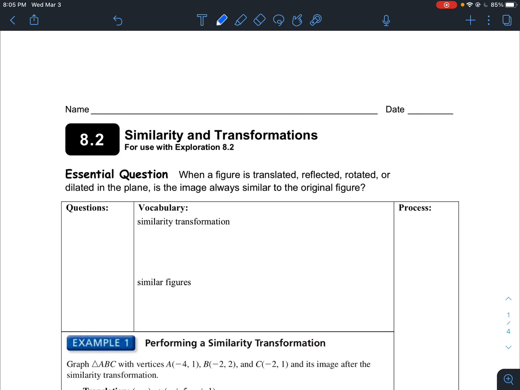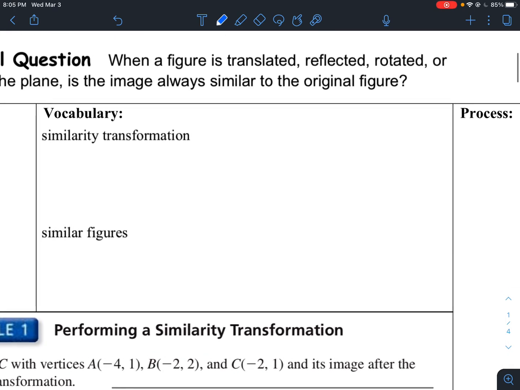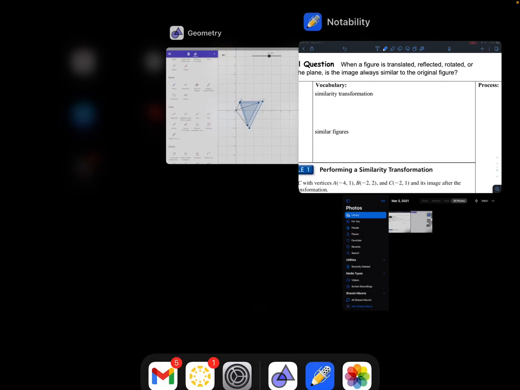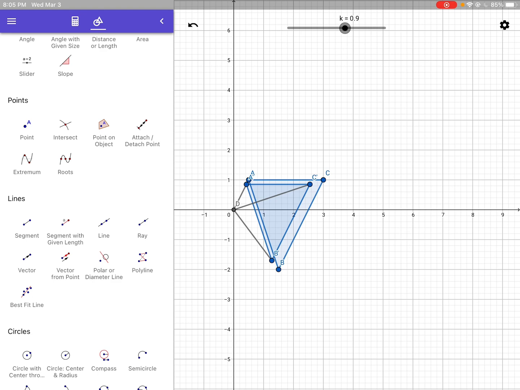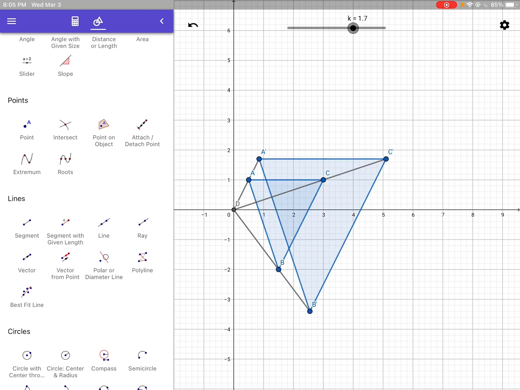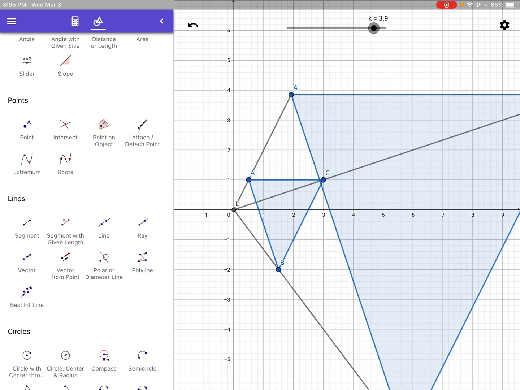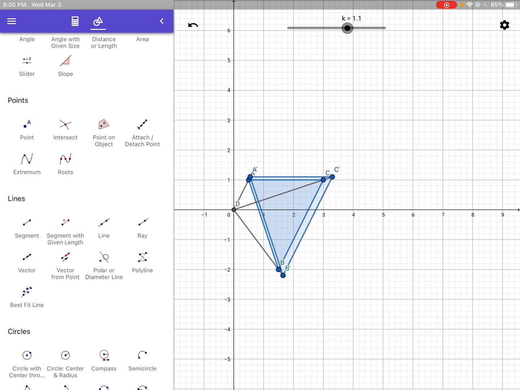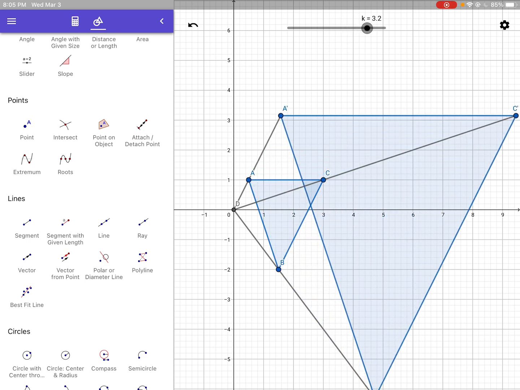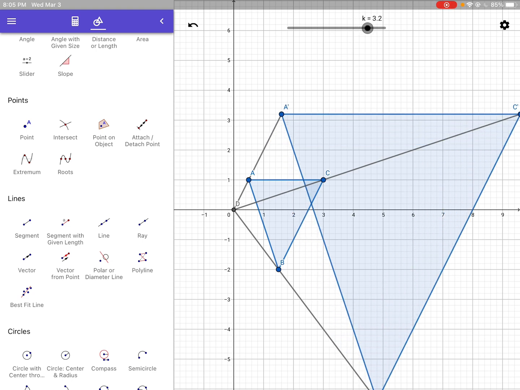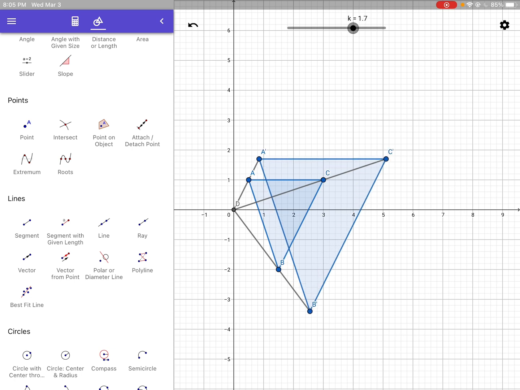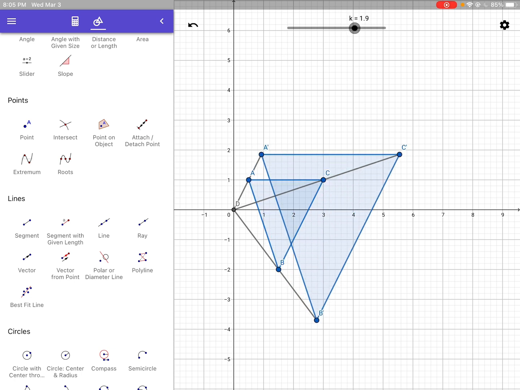Now a dilation, as we talked about in 8.1, is a transformation that preserves the shape but does not preserve the size. If you were able to watch this video, this is a dilation. You can see the dilation enlarges or reduces the size of the figure. The shape is preserved, it's the exact same shape, but the size changes depending on the factor of k. So that is what we called a dilation.